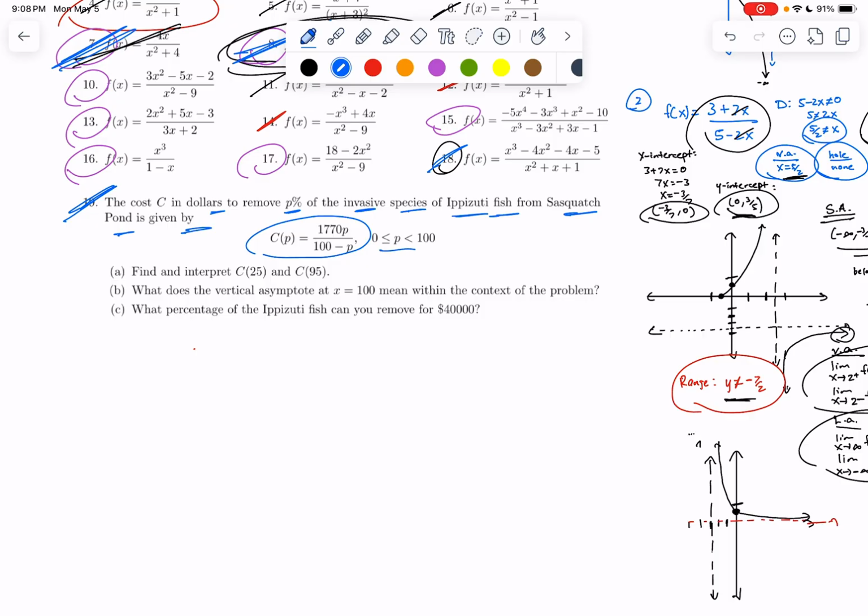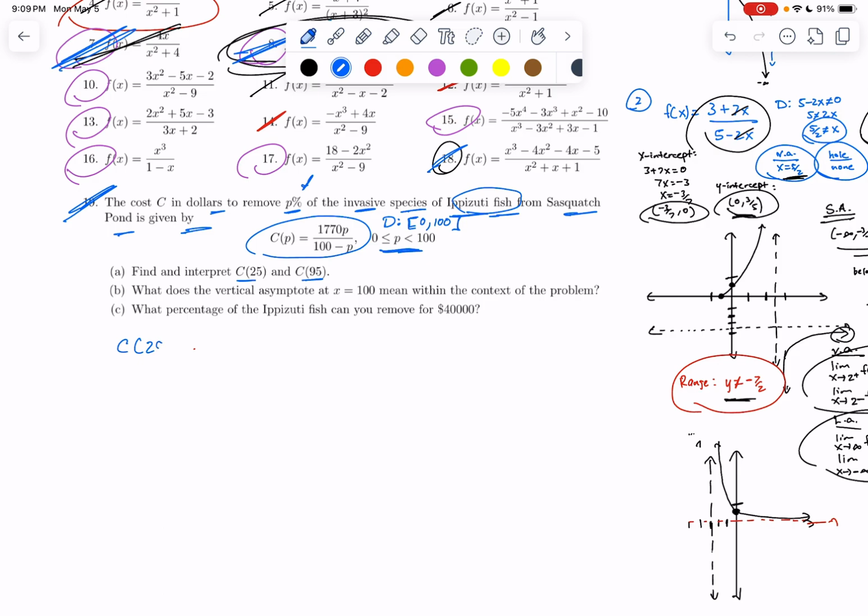And P is defined, they're telling us the domain is between 0 and 100. So they've limited the domain to 0 to 100. So in other words, the percent of these fish is from 0 to 100%. That makes sense. We're not going to go above 100%, and we're not going to go into negative percents. Find and interpret C of 25 and C of 95.